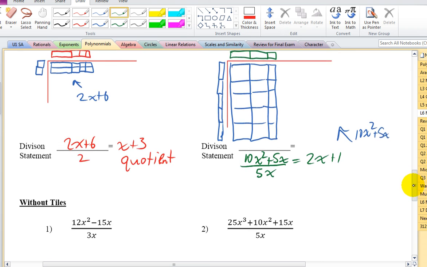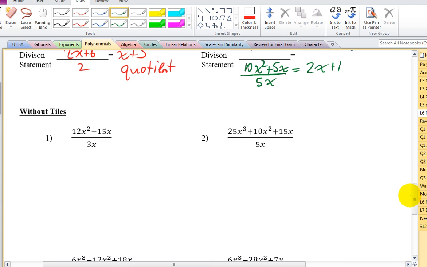All right? Now, without tiles, we're going to go without tiles. We have to use our exponent rules. So we're going to get something like x cubed divided by x. Using our exponent rules, that would be 3 minus 1, which gives us x squared. So we have to subtract. Now without tiles, it's helpful to split this into two separate divisions.